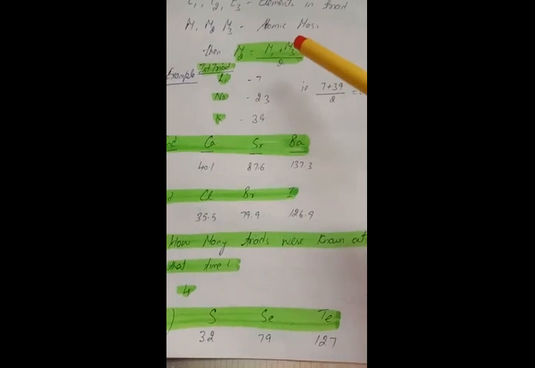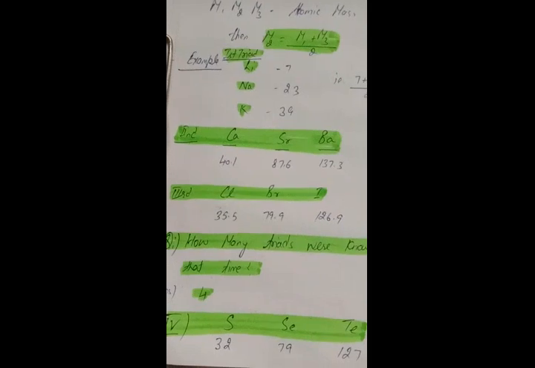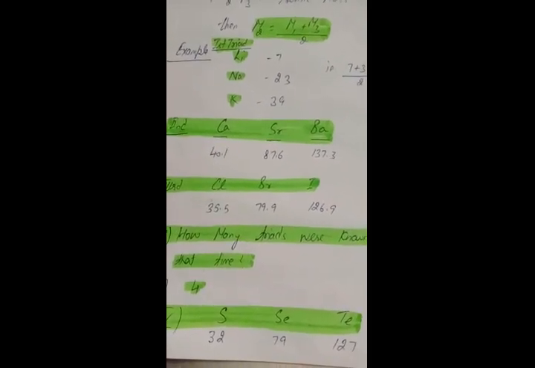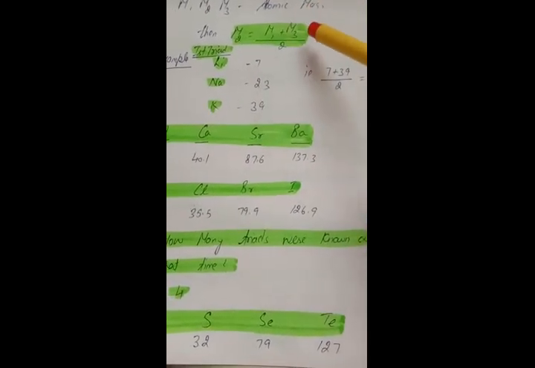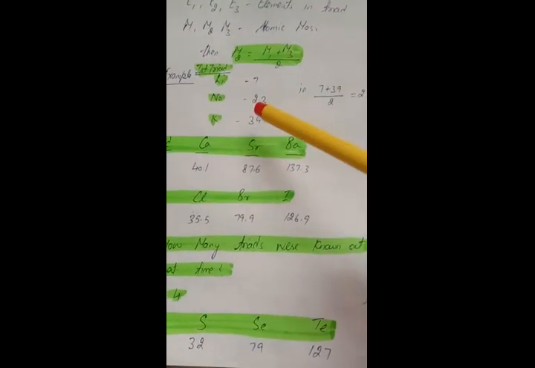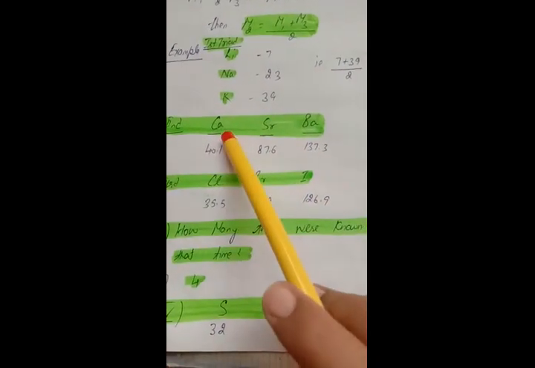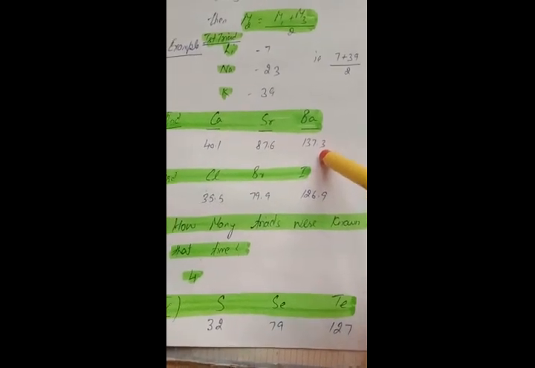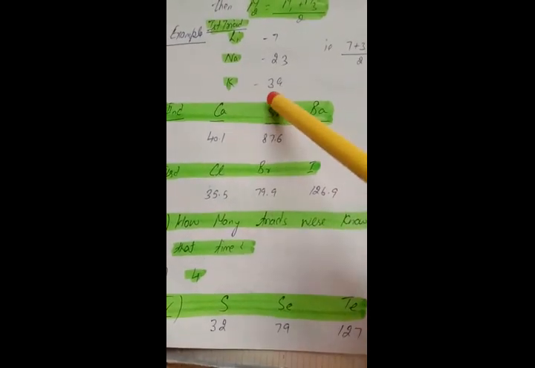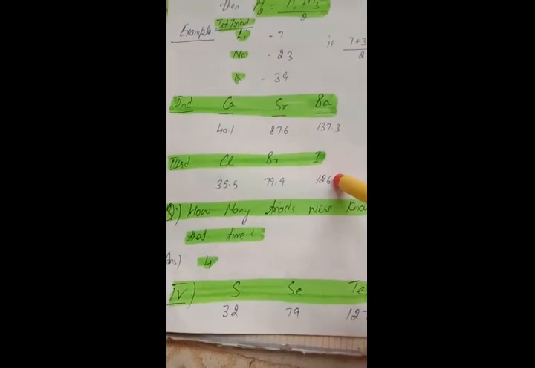So Döbereiner arranged elements in groups of 3, and he told that if we sum up the atomic masses of the first and third elements and take their arithmetic mean, that arithmetic mean will be the atomic mass of the middle element. In the second triad, you can see calcium, strontium and barium: if we take the arithmetic mean of the first and third atomic masses, it is equal to the atomic mass of strontium. In the same way, the third triad is chlorine, bromine, iodine.